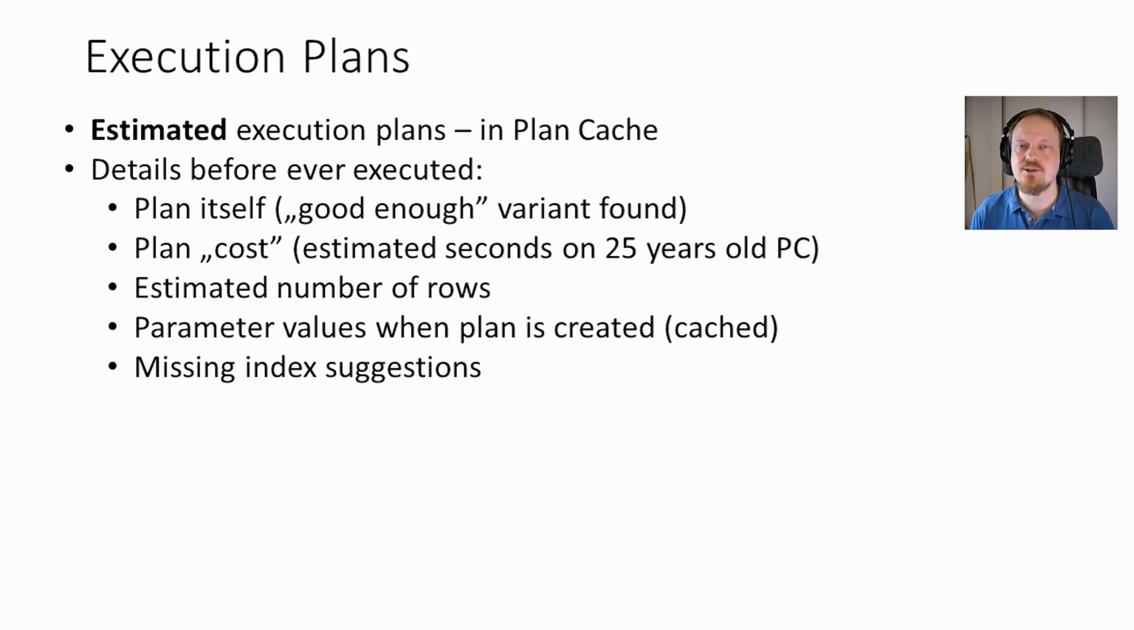Then you see plan cost. Plan cost is a number, some estimated cost. It's an estimated number of seconds for that to run, but on a 25 years old PC. So if you have a cost of 5, that means this query is estimated to run 5 seconds on a 25 years old PC. And of course, today computers and servers are much, much faster than 25 years ago. And a cost of 5 means a query that runs like this.